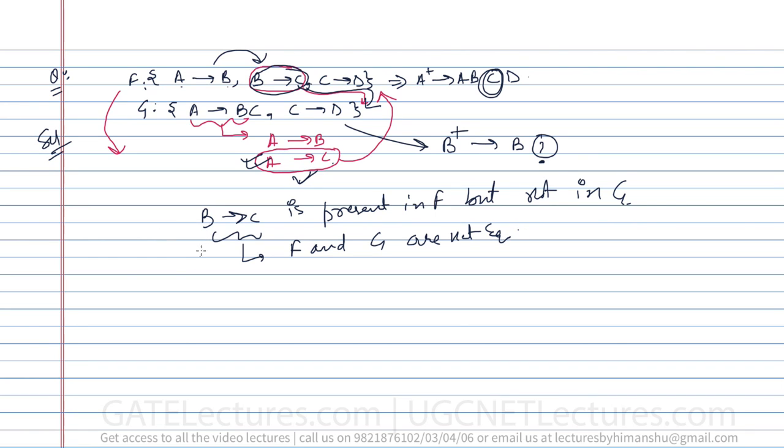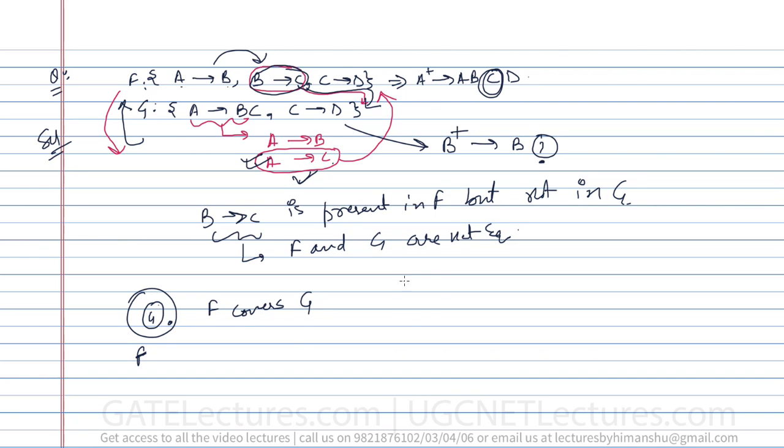Okay, right? If F and G are not equivalent, can you say that F covers G? You can see everything which is present in G is also present in F, but in F there's something extra which is also present. Therefore I can say F covers G.